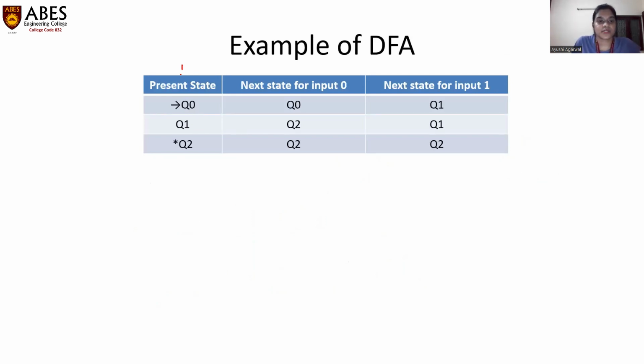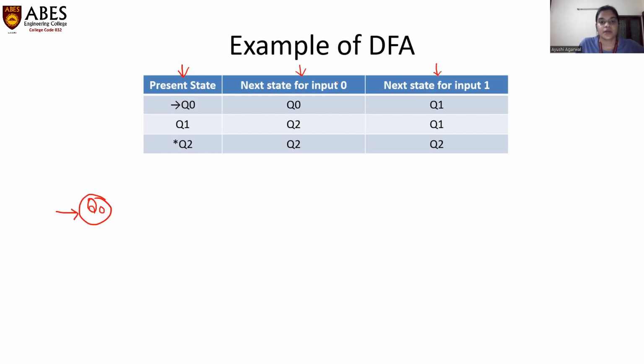This first column states the number of states that are available to us. This is the transition of states by reading symbol 0. This is the transition for states by reading input 1. So now let us draw the corresponding equivalent transition diagram for this. We have Q0 as the starting state. So let's draw the Q0 state as the starting state.